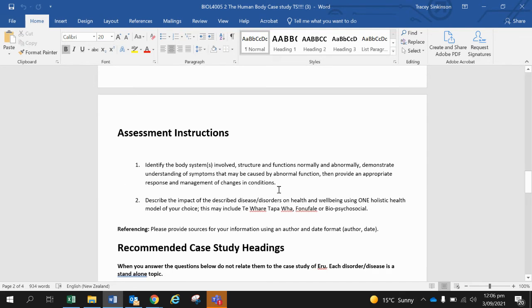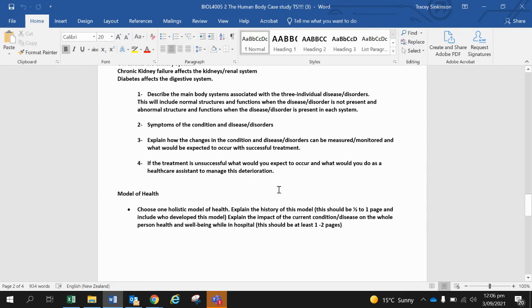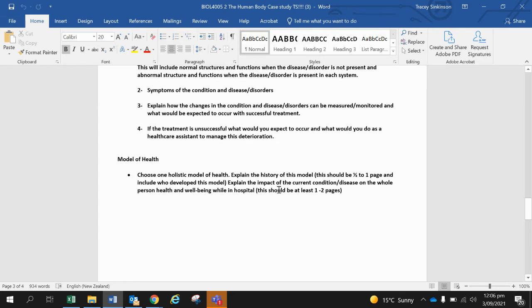Okay, now I've got a clip up here of the Te Whare Tapu Whā, and this is the model I'd like you to use. Okay, so a holistic model of health, the Whare Tapu Whā. Explain the history of the model. Now I've got Sir Mason Durie, a bit of information up on there. I want you to tell me about him, how it happened, and who developed it, how did he develop it, a little bit about Sir Mason Durie, and talk about the four walls and what they mean. That will be up to half a page.